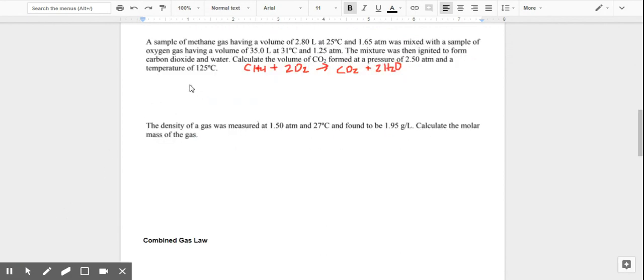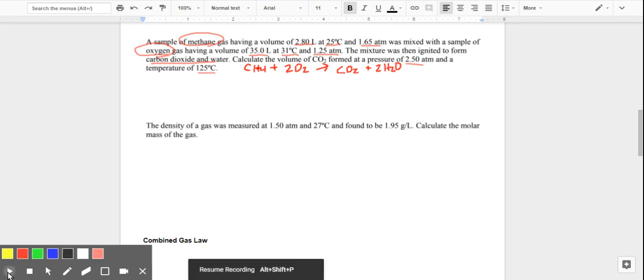Now for the second example. We have a sample of methane. Methane is CH4. We have a volume, a temperature, and a pressure for methane. And we have it mixed with a sample of oxygen gas, and the oxygen has a volume, a temperature, and a pressure as well. The mixture was then ignited to form carbon dioxide and water. Calculate the volume of CO2 formed at a pressure of 2.5 atm and a temperature of 125 degrees Celsius.